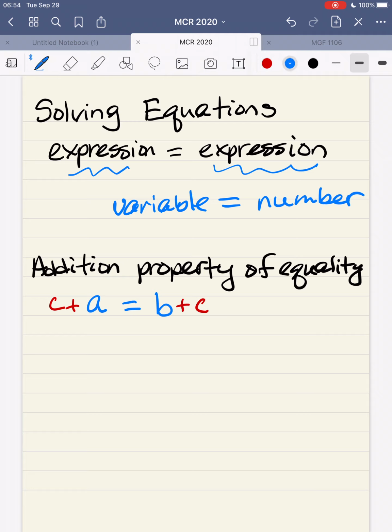If I have A is equal to B, it also means I can subtract the same number from both sides without changing the equality of the equation. So basically, to undo adding and subtracting, we need to do the opposite operation, but we need to do it to both sides. It makes more sense when we see some examples. Let's go ahead and do that.